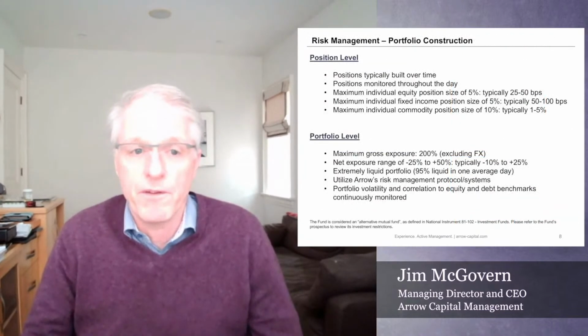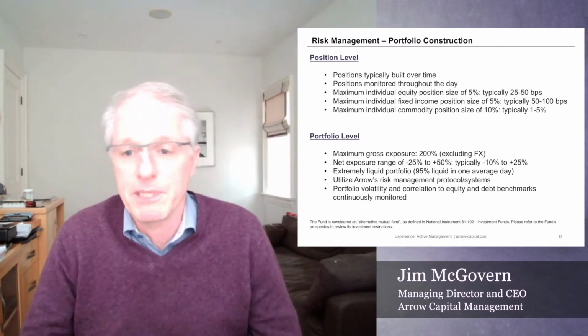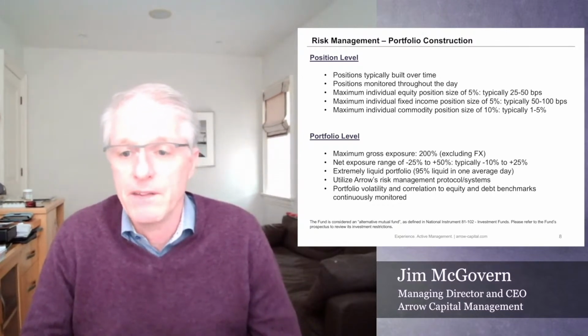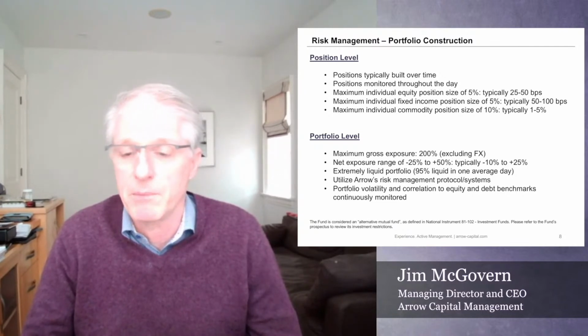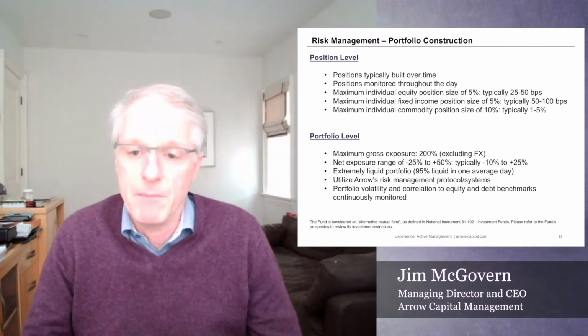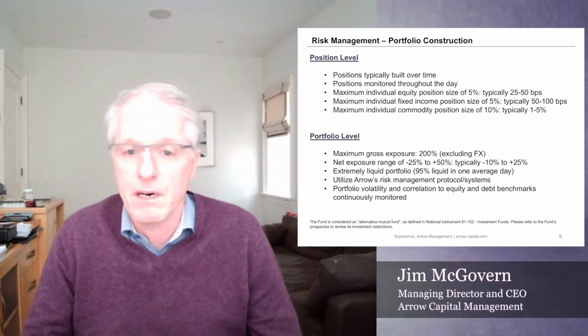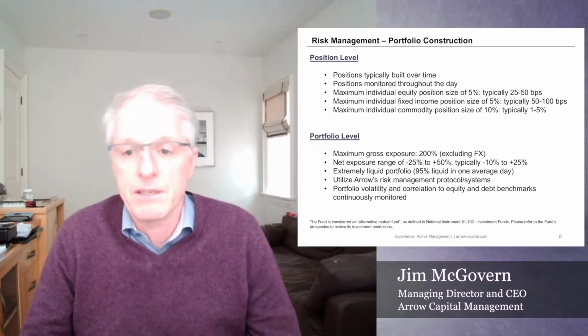In terms of the portfolio construction, at a position level, we build these positions over time, but as you'll see on this slide, individual equity positions are typically 25 to 50 basis points. So this is a highly diversified fund. And that is in keeping with the idea that we really want our macro top-down views and positioning to generate the returns. And we're looking for more diversification in the securities names to express those views.